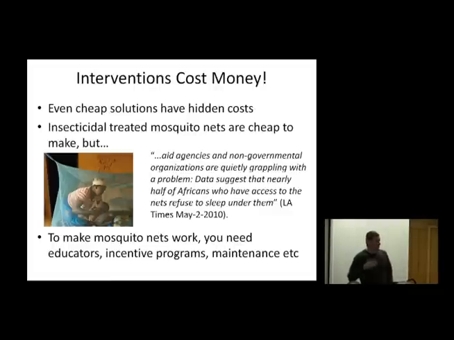And the reason is because people have discovered that if you give out free mosquito nets in Africa, for example, people often don't use them. They actually do use them for fishing nets. They use them for wedding veils, for room dividers. They use them for all kinds of things, but a lot of people won't sleep underneath them for various cultural reasons, like because it's slightly warmer or whatever it is. So you can't simply give out mosquito nets. You have to get bodies in the ground, educators, nurses, maintenance, incentive programs, whatever it is. So all these interventions cost money, and it's such an important thing to realize.